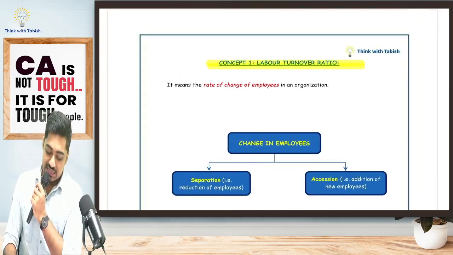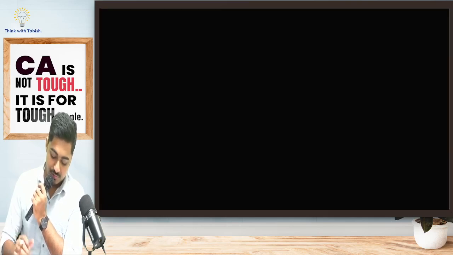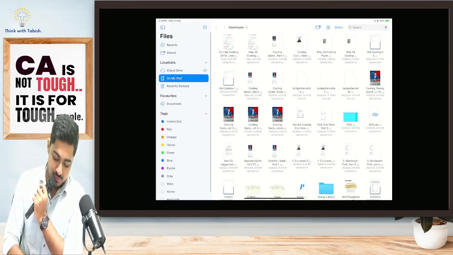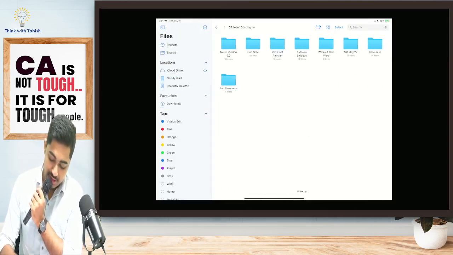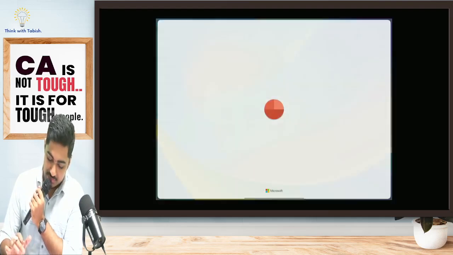Let us try understanding this with the help of a simple story. So for that, we will be going to a PPT. Beautiful story is there. You guys want to know? Yes or no, everyone? Okay. So Maja is coming.